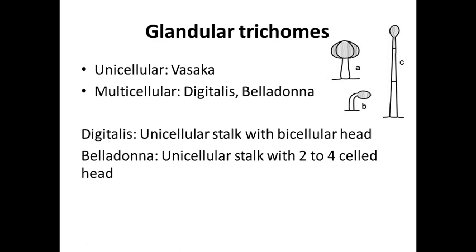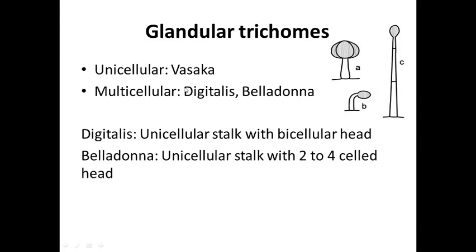Next, the glandular trichomes. The shape of these trichomes is different from the covering trichomes. These glandular trichomes contain 2 different parts. First is the head. You can see here the spherical head and stalk. These are again divided into different types: unicellular and multicellular. Unicellular trichomes contain a single cell. Multicellular trichomes contain more than one cell.